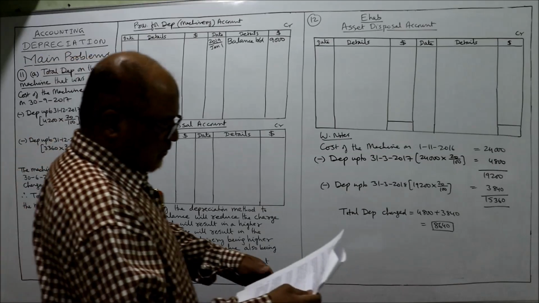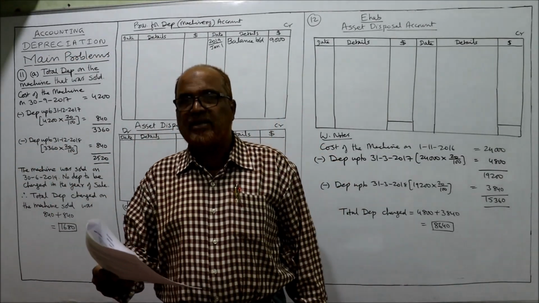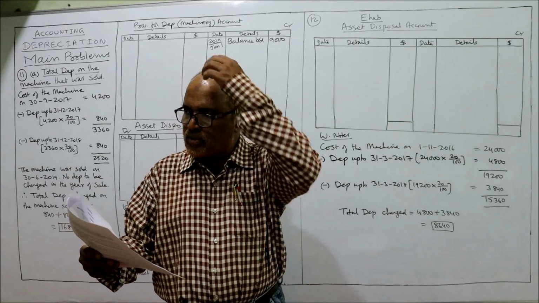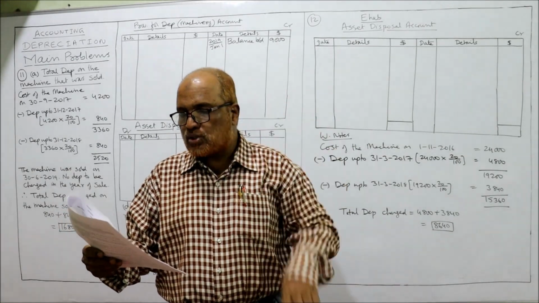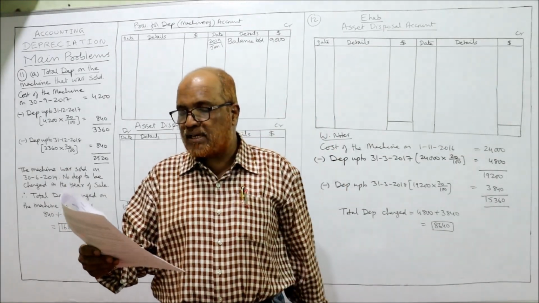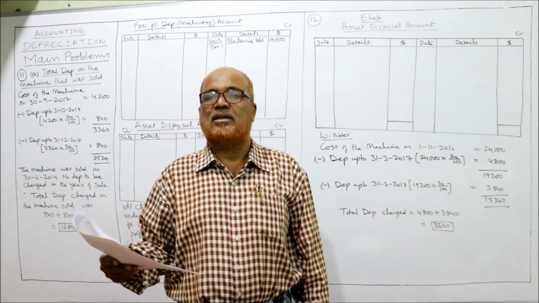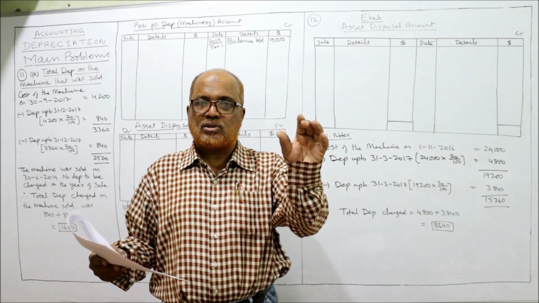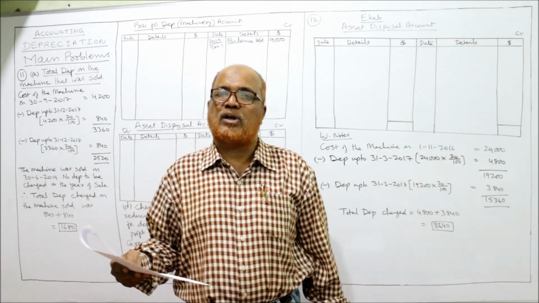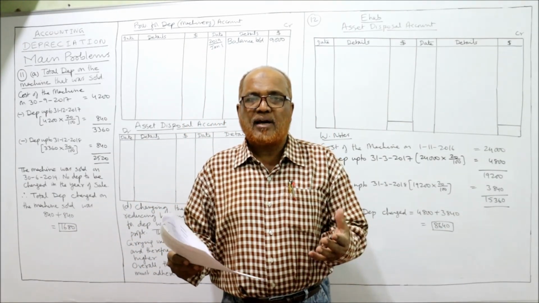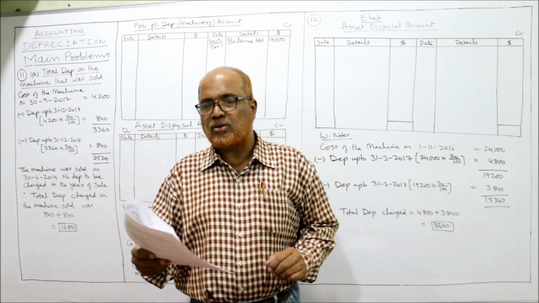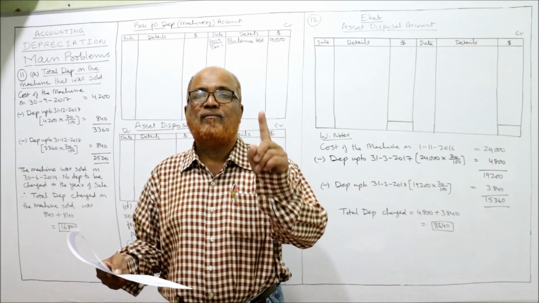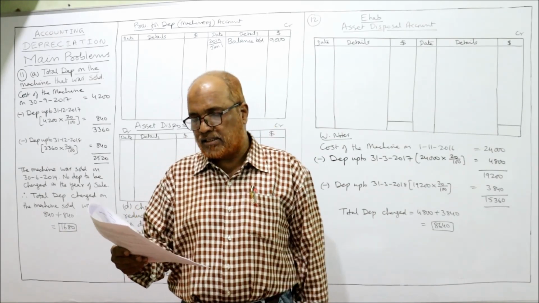Come on, see the 11th one. At 1st January 2019, the balance of the machinery account was 18,000 and the balance on the provision for depreciation on machinery account was 9,000. So we are given the balances in the machinery account and in the provision for depreciation account. Machinery account shows a balance of 18,000 and provision account shows a balance of 9,000 on 1st Jan 2019.